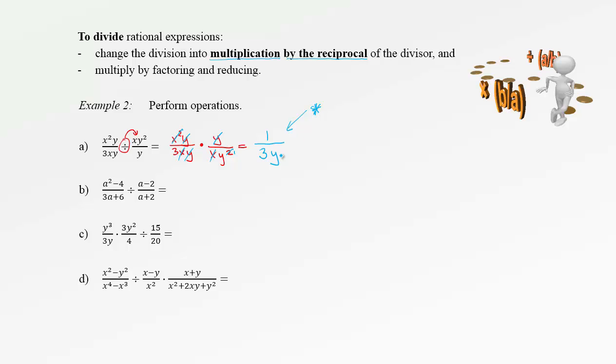Some students write just 3y, and obviously that's not the same as 1 over 3y. Okay, let's look at the second example.